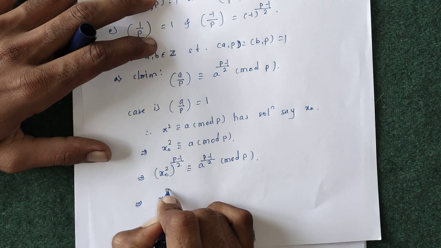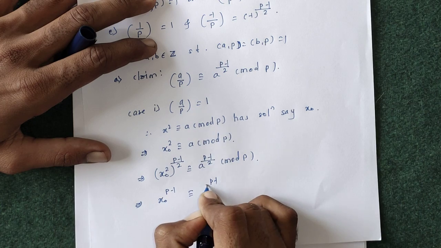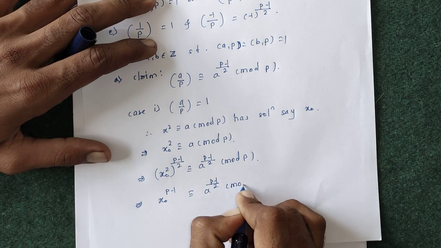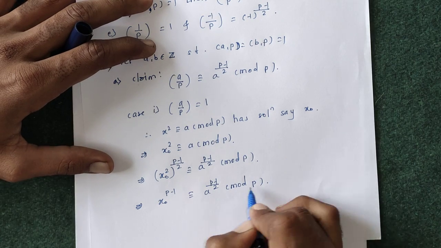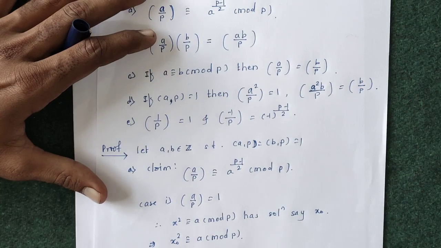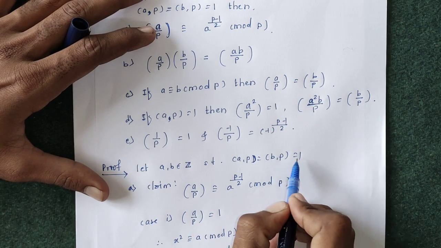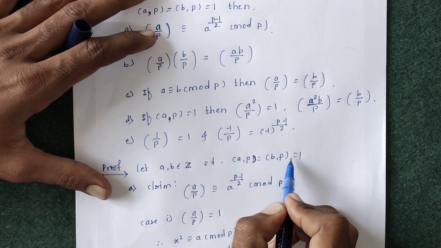x naught to the power p minus 1 is congruent to a raised to p minus 1 by 2 under modulo p. So this is, suppose, equation number 1. Also we have GCD of a and p is equal to 1. p is an odd prime and GCD of a and p is equal to 1.